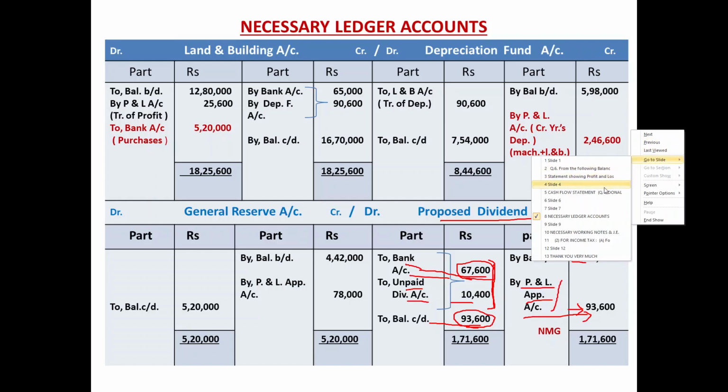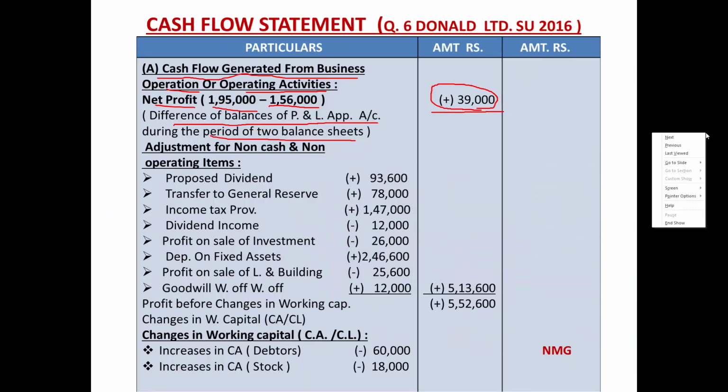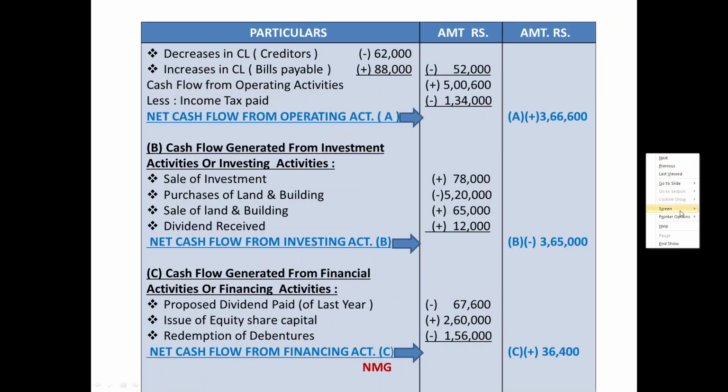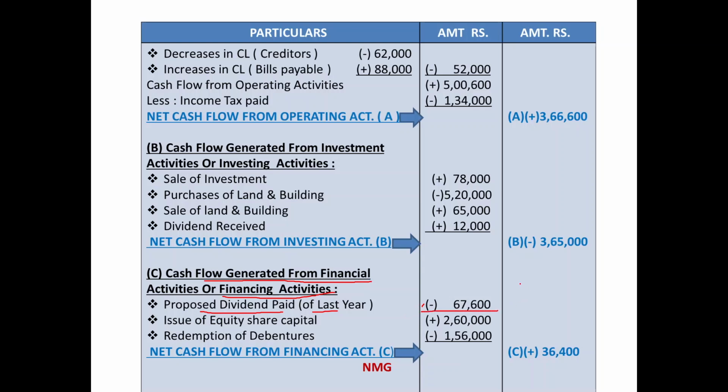Let us do it. After deciding the profit of the year, 39,000, adjustments for non-cash and non-operating items, proposed dividend plus 93,600. Then payment. Under title C, financing activities, cash flow generated from financial or financing activities, proposed dividend paid of last year minus 67,600. So this was for proposed dividend.